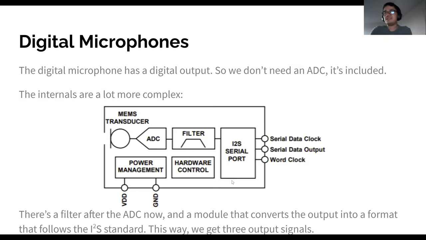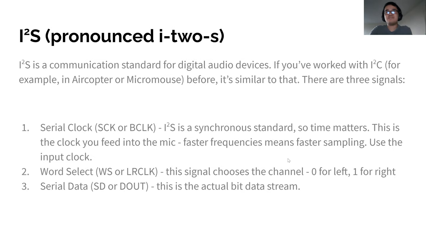I2S uses a clock, a word clock, and an output, which we will explain right now. It's very similar to something you might know of, I2C, if you've done previous projects like AirCopter or MicroMouse. It's another communication protocol for digital information. There's a serial clock, which is the base clock for timing the entire microphone, which will come from the internal system clock that you get off of your FPGA. So you'll be feeding that clock and outputting it to your microphone.